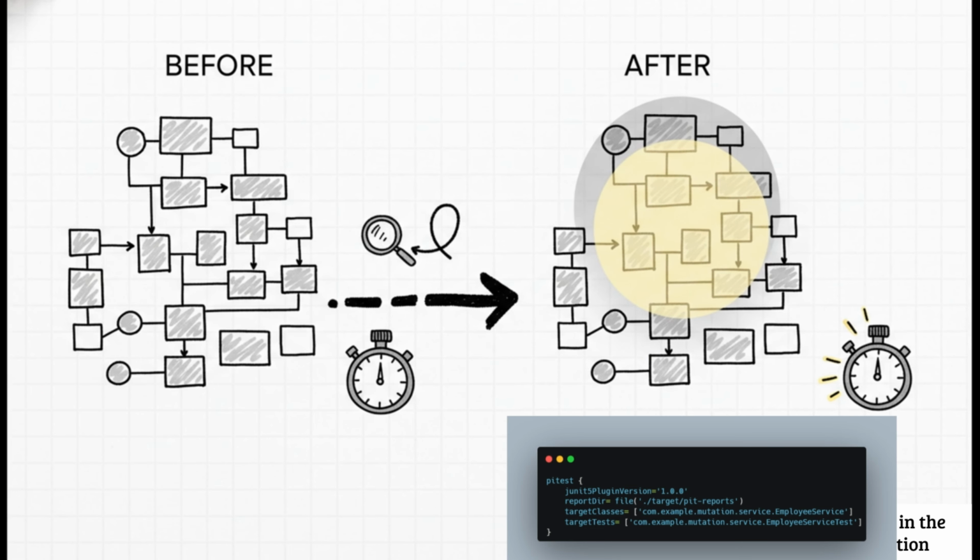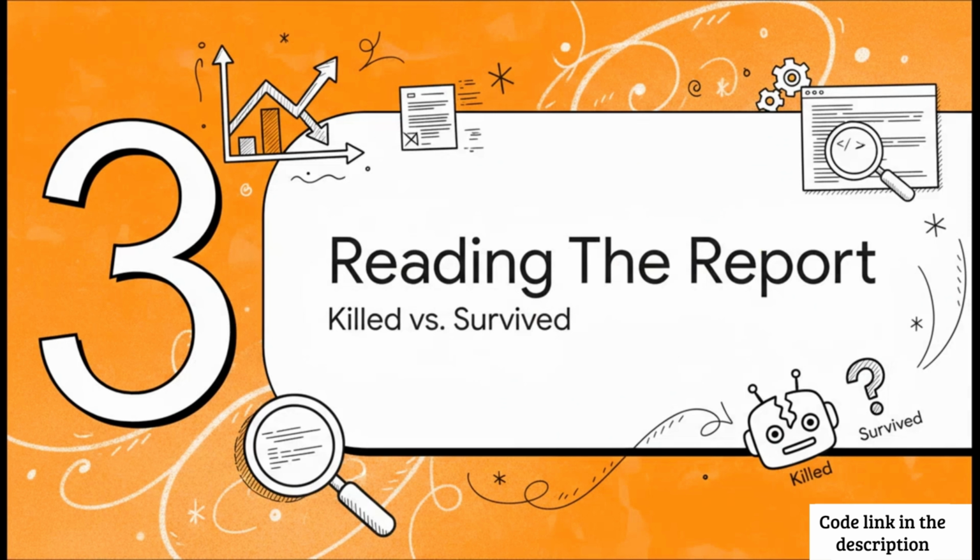You can focus just on the one thing you're working on and get feedback in seconds instead of minutes. And now for the moment of truth. Let's get into Chapter 3, reading the PITest report. We've set it up, we've run it, and now we get to see what it found. This is where you find all the good stuff.